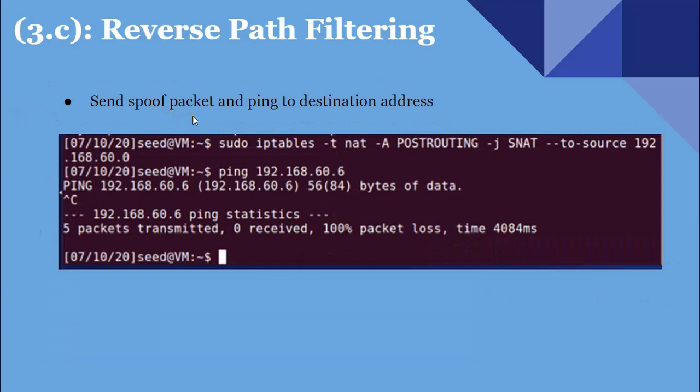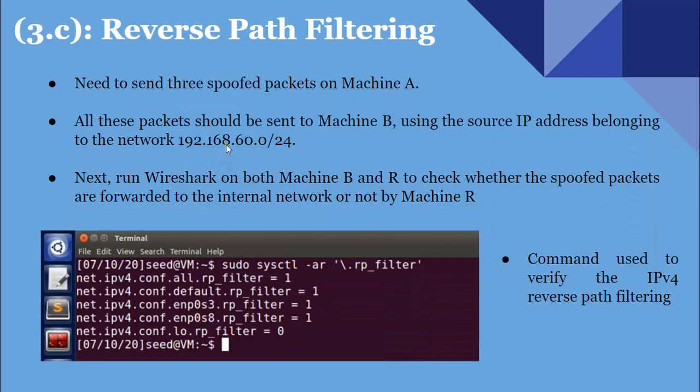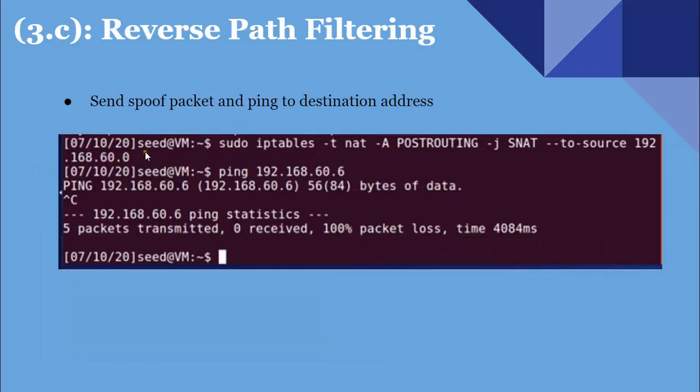Okay, this is where we start to send the spoofed packets to the destination address. So this is the command, where sudo iptables sets the source. This is our network we choose here. No need to put the subnet. Then we start to ping machine B's address. You can see here 5 packets transmitted, 5 times.